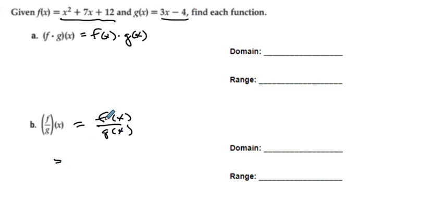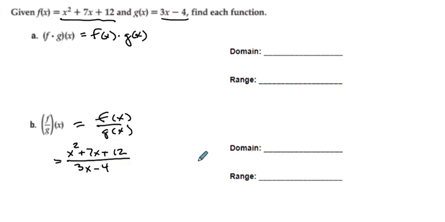So like this, we have f of x. Let's take that and just copy it down, just like that: x squared plus 7x plus 12 all over 3x minus 4. And in most cases of what we're going to be doing, you are finished. That is what you have to write for that, and you're in good shape.